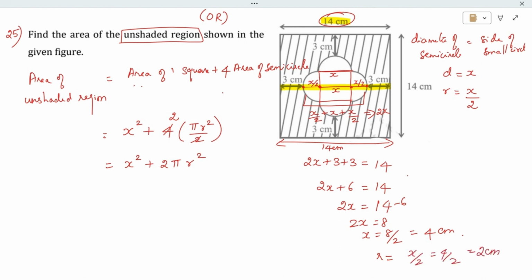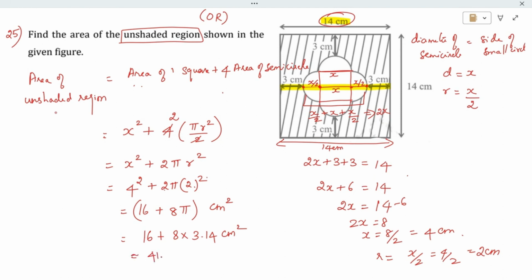Now I have all the details. I know x is 4 centimeter, r is 2 centimeter. I'm going to substitute here. So 4 square plus 2 pi times 2 square. So that is going to be 16 plus, 2 square is 4, 4 times 2 is 8 pi. So 16 plus 8 pi centimeter square is your area of the unshaded region, or you can substitute pi as 22 by 7 or 3.14. So you will get the approximation of the area as 41.12 centimeter square. So this is your area of the unshaded region.